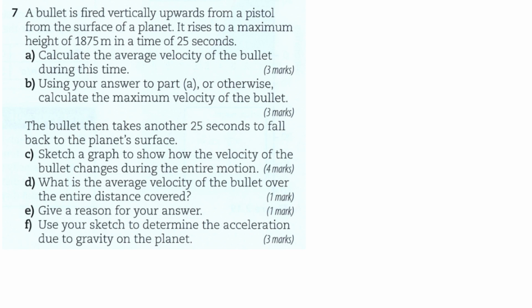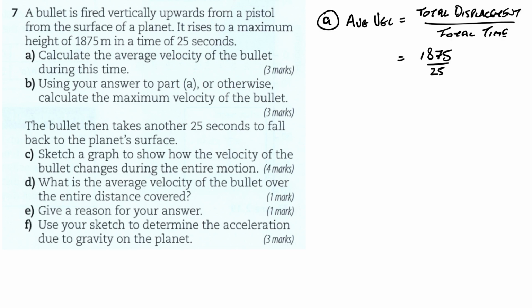Question 7. A bullet is fired vertically upwards from a pistol from the surface of a planet. It rises to a maximum height of 1875 meters in a time of 25 seconds. Calculate the average velocity of the bullet during this time. Okay, so we've been given a total displacement and a total time. So that's the method here that we would use to calculate average velocity. So filling that in, 1875 over 25 gives us an average velocity of 75 meters per second.